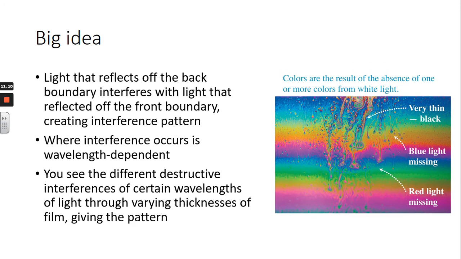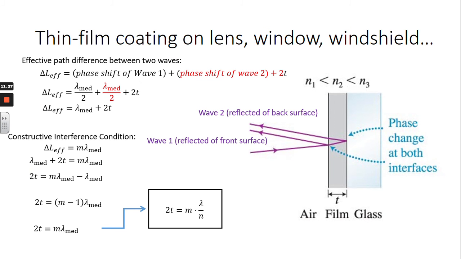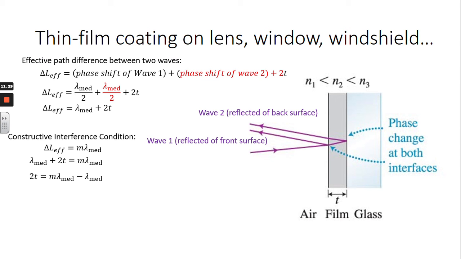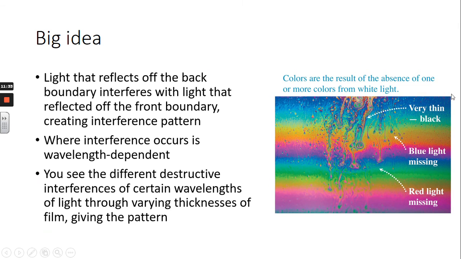So that's the end of thin film interference. For AP Physics 2, it is more important that you are roughly aware of the idea than it is that you've got it fully down. This equation in particular is not nearly as important as understanding when phase changes occur and when they don't. All right, that is it for thin film interference.